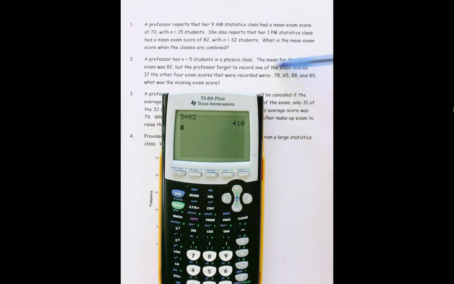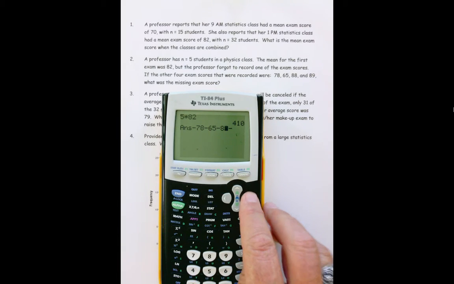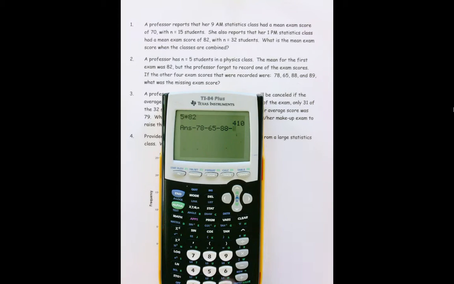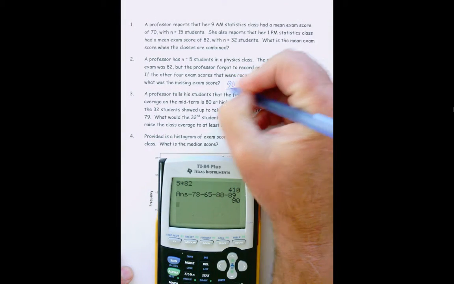But the professor forgot to record one of the exam scores. If the other 4 exam scores are recorded as this, what's the missing score? Well, guys, I'm going to subtract out the 78 that I know, and the 65 that I know, and the 88 that I know, and the 89 that I know. The difference has to be the missing score. There's no other way it could be anything but a 90.